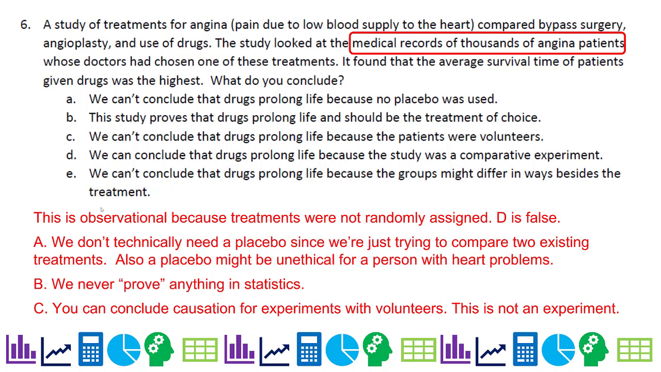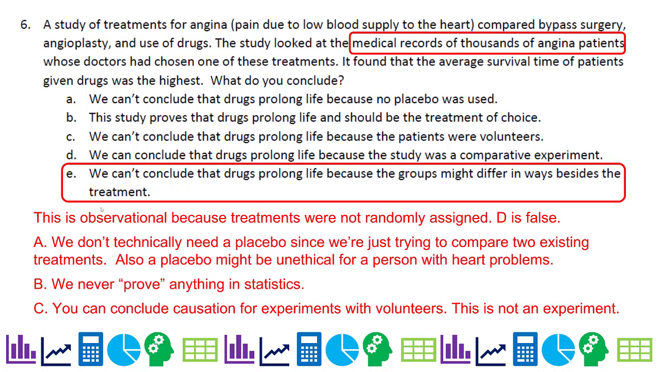Part C says we can't conclude that the drugs prolong life because the patients were volunteers. In general, I want to make sure you understand that you can have volunteers for an experiment and you can conclude causation, all right? But this is not an experiment, so this has nothing to do with it. The patients weren't volunteers. They just grabbed their records. So E is correct. We can't conclude that drugs prolong life because the groups might differ in ways besides the treatment, because this is an observational study.